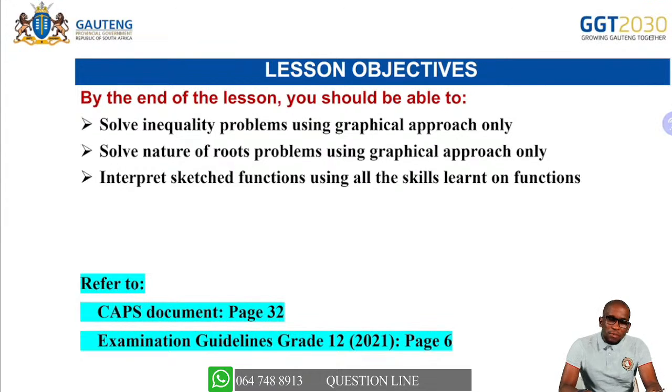Obviously, we are guided by the CAPS document in this case. If you look at page 32, that is where there is a content clarification about what should be done on functions. Also on the exam guideline on page 6, they do provide a guideline there of what should be covered as far as algebraic functions are concerned.